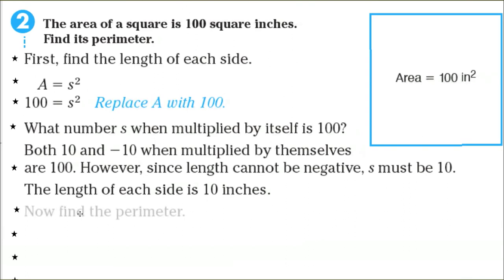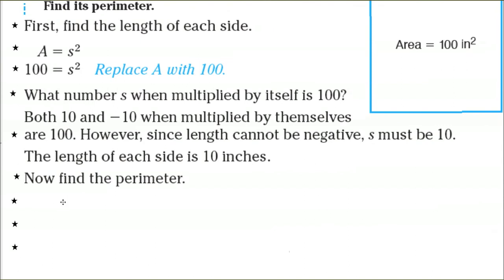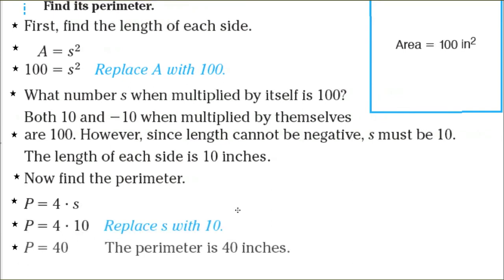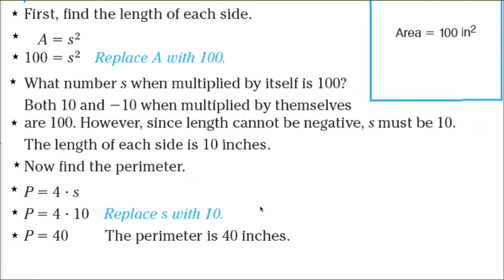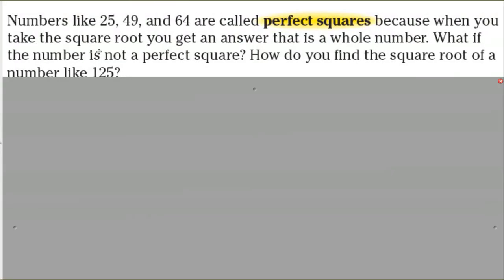So after we find the length of each side, we can now find the perimeter. It's also assumed that we know the formula for perimeter. And the formula for perimeter is 4 times S. Okay? And since we know what S is, which is 10 inches, we simply substitute 10 for S, and we now have 4 times 10. So the perimeter of our square is 40 inches. And that's how you use the area to find the perimeter of your square.